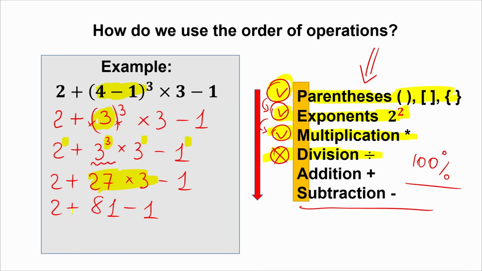And in conclusion, right now we have addition and we have subtraction. Basically, this is our last step. And to be honest, at this part, a lot of students don't need the order of operation because this is a very basic thing. You just need to do it in a strict order from left to right. So basically, 2 plus 81, we have 83, minus 1. So the correct answer right here is 82.